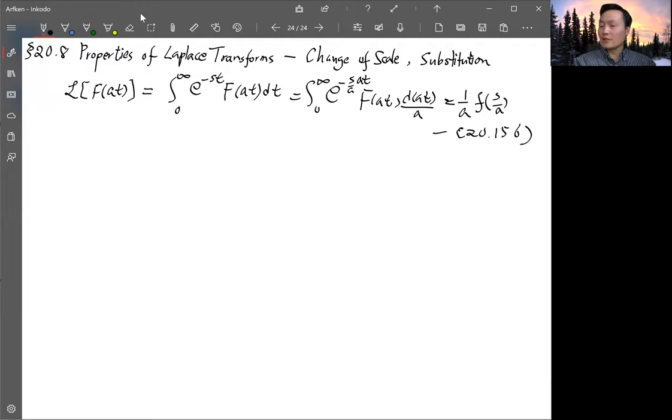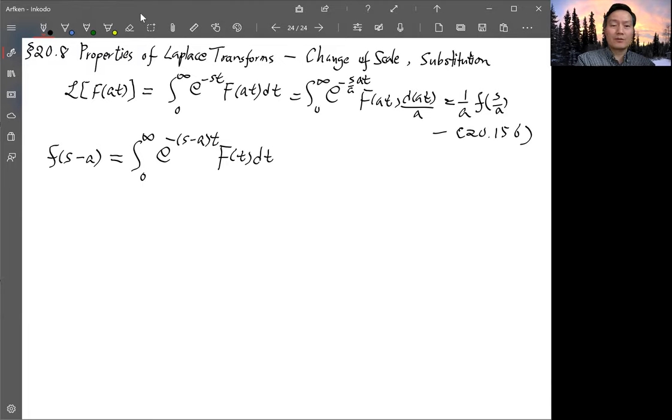Okay, so the second one is substitution. What it means is that the Laplace transform, instead of a function of s, you basically do a translation, s minus a certain constant. This constant can be positive or negative, so you use minus, or you can use plus also. But anyway, by the definition, you integrate t from 0 to infinity, the exponential of minus s minus a times t, and the function f, capital F, of t, dt.